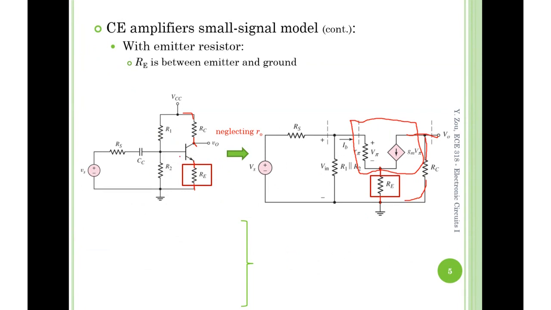And the base connects to R1 parallel R2, and also RS and the VS. So basically the only difference from the previous example is the presence of the RE. So now the emitter is not ground anymore. It's not ground anymore. Any questions?